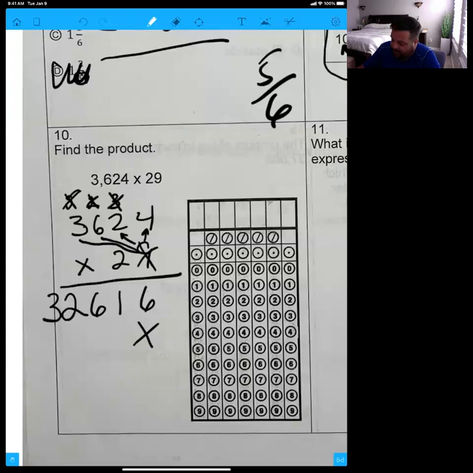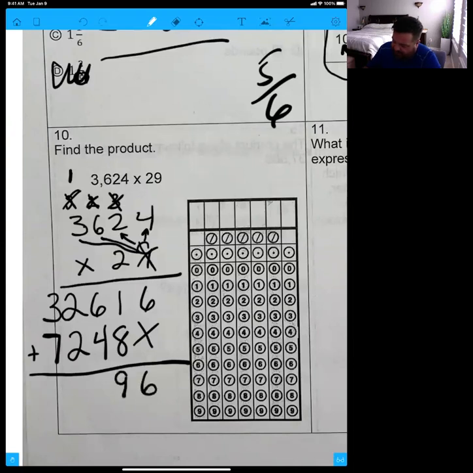And now I'm going to go across the bottom. 2 times 4 is 8. 2 times 2 is 4. 2 times 6 is 12. Regroup the 1. 2 times 3 is 6, plus the 1 is a 7. And now we add. 6 plus nothing is 6. 8 plus 1 is 9. 6 plus 4 is 10.